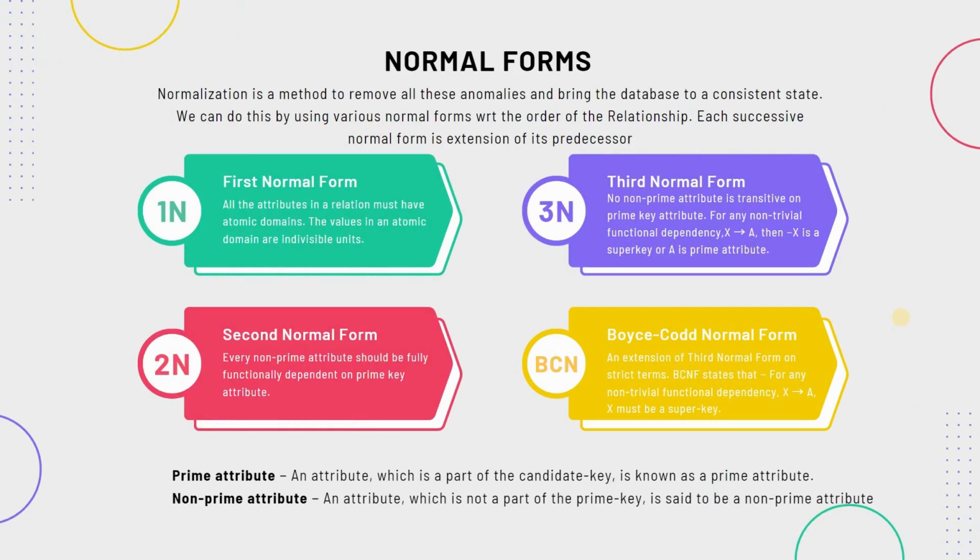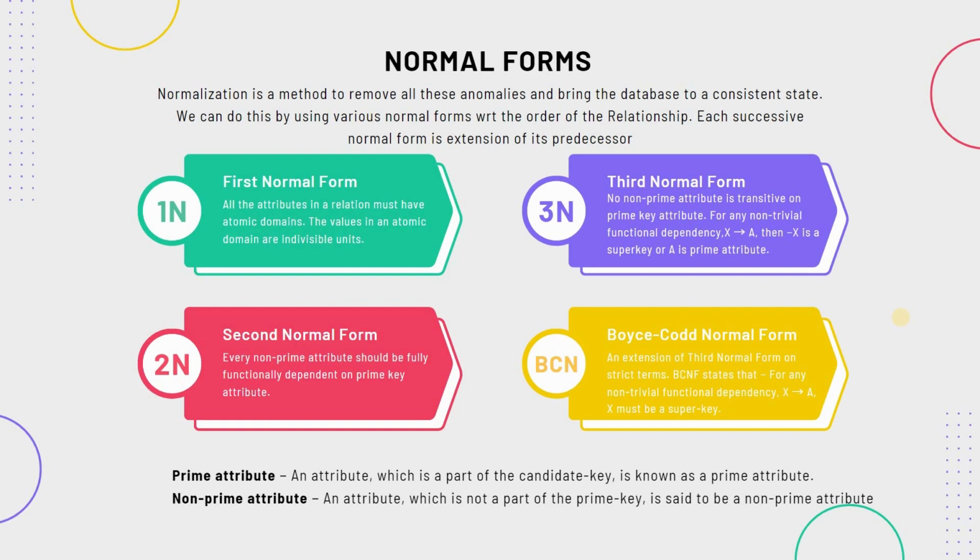Normal forms are used to remove anomalies and maintain consistency. Each normal form varies with respect to the order of relationship. Each successive normal form is an extension of its predecessor.